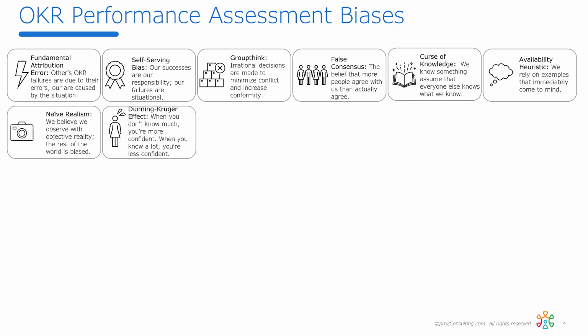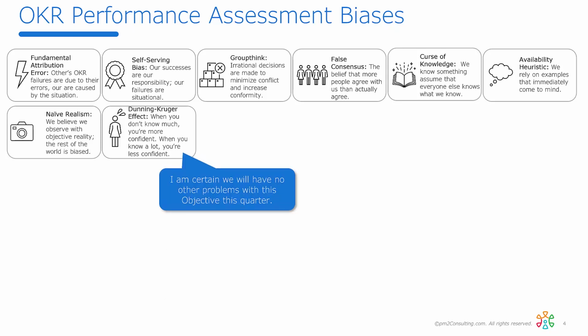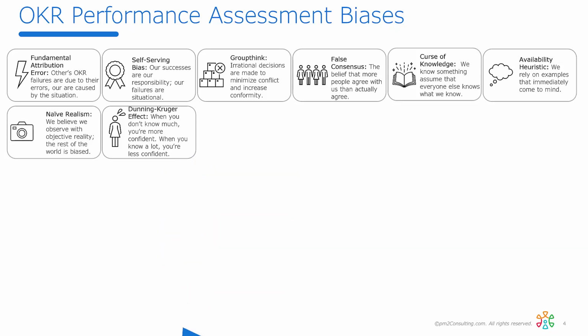The Dunning-Kruger effect, which is, when you don't know much, you're confident. But when you begin to know more, you get less confident. What's that look like? I'm certain we'll have no other problems with this objective this quarter, right? I really don't know that, and therefore I seem to be pretty confident. On the other hand, if I knew there are 18 things that were stacking up, I'm going to get less confident about any conclusion.